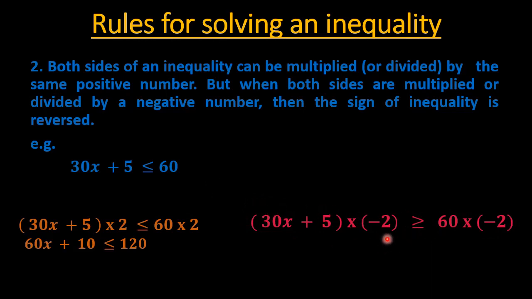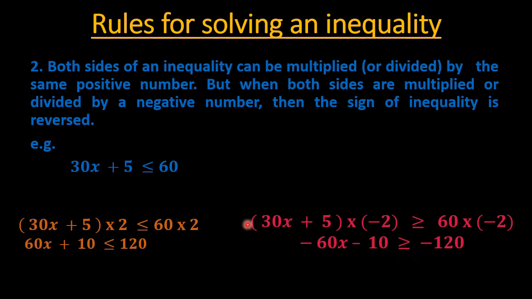As soon as you multiply by a negative number, the symbol of inequality will be reversed. So if it is less than or equal to, it will be greater than or equal to. If it is less than, it will be greater than. If it is greater than, it will be less than. And we can simplify here: minus 60x minus 10 greater than or equal to minus 120. So this rule number 2 is quite important.